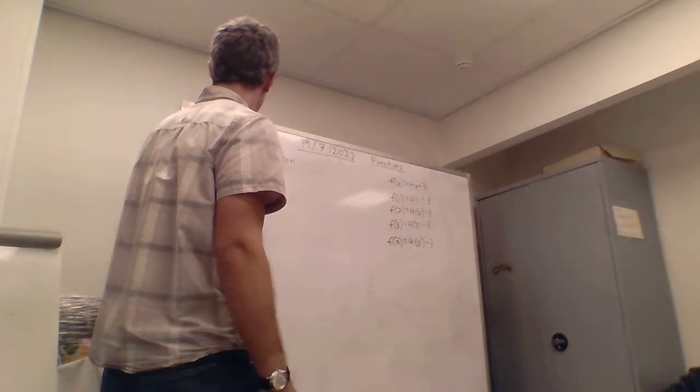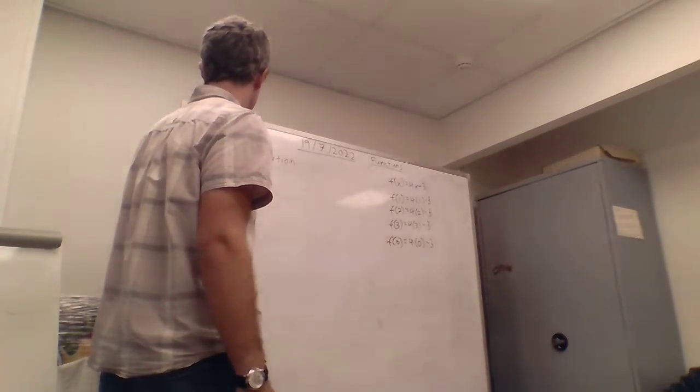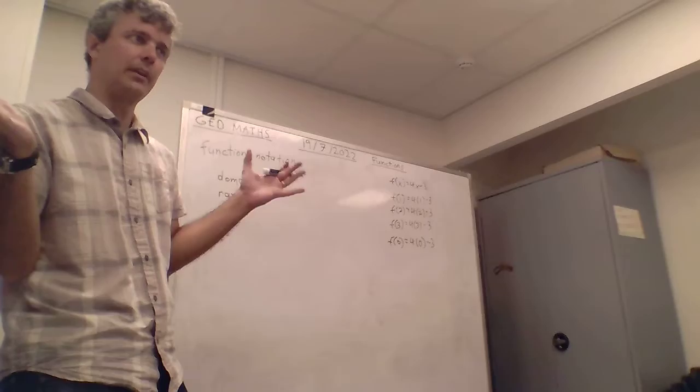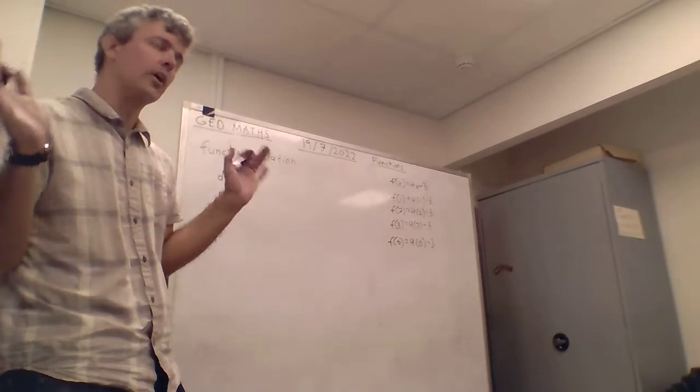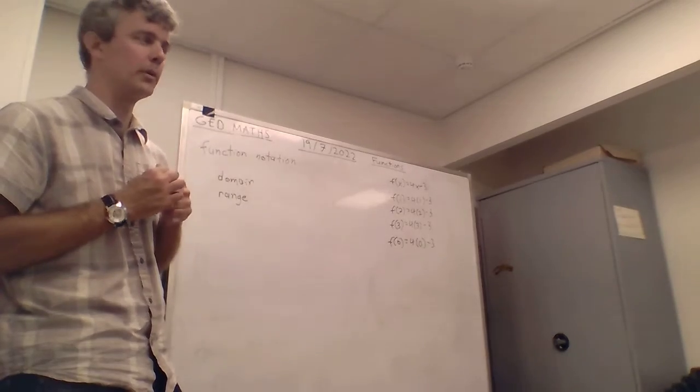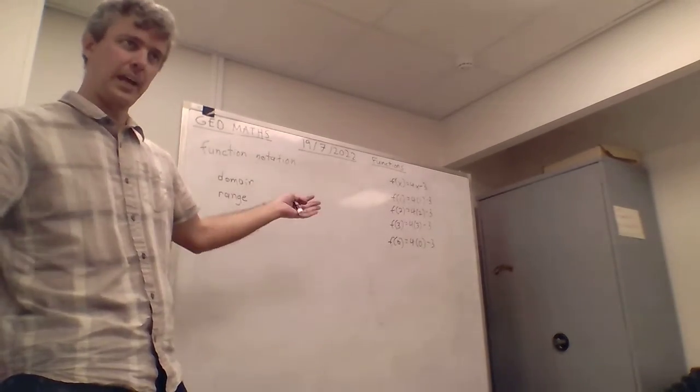And this is something called the domain and the range. So functions have a limit. They only apply for a certain set of numbers. And that's one way that they are different somewhat from equations, because equations are almost always open-ended.